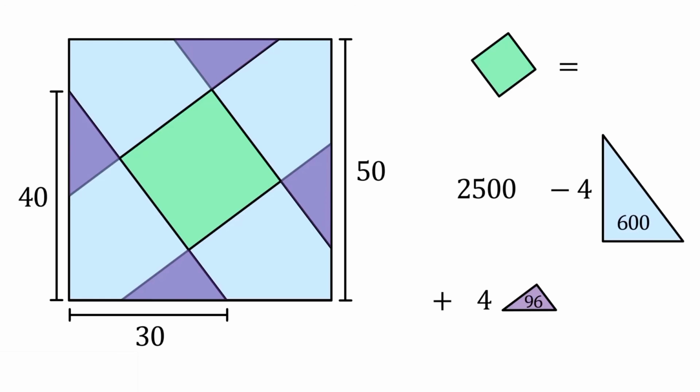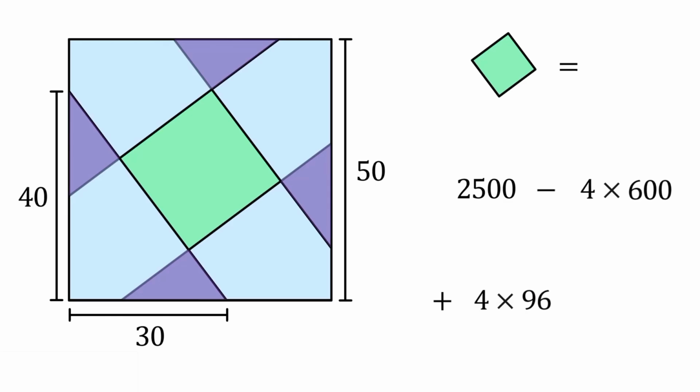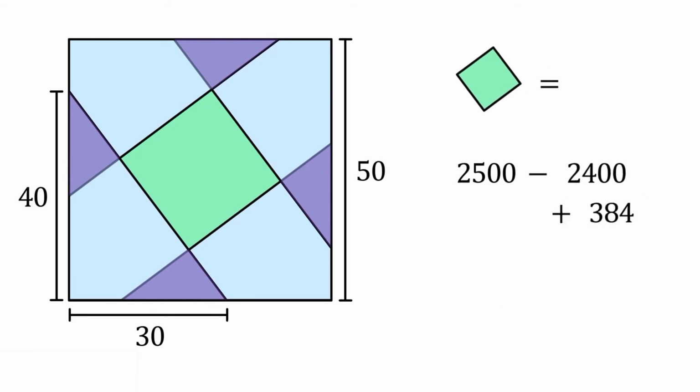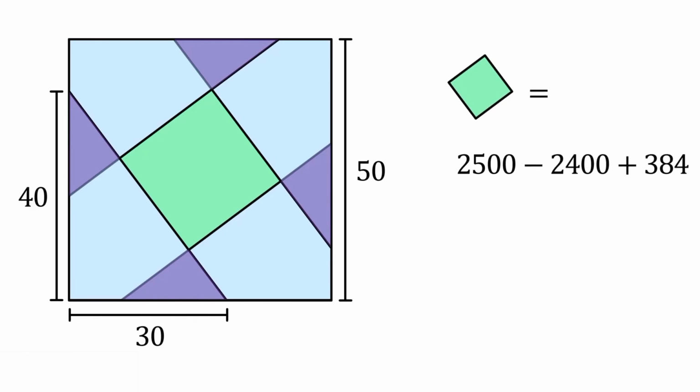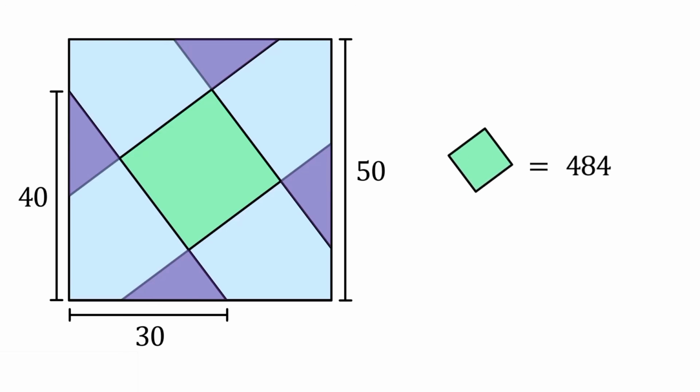We have 2,500 minus 4 times 600 plus 4 times 96. We go ahead and do some arithmetic, and then we do some arithmetic again, and we get the area of the region shaded in green is equal to 484. And that's the answer.